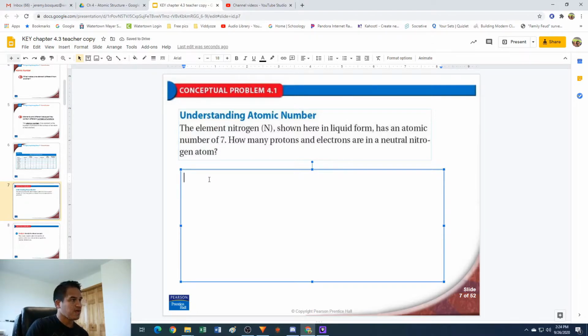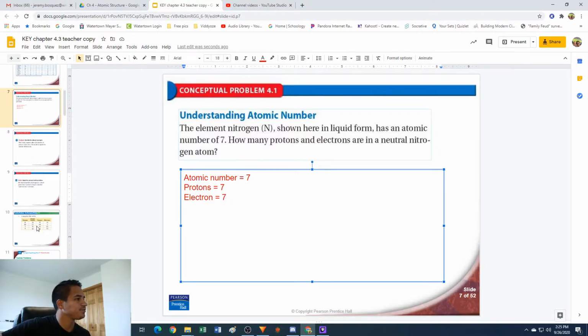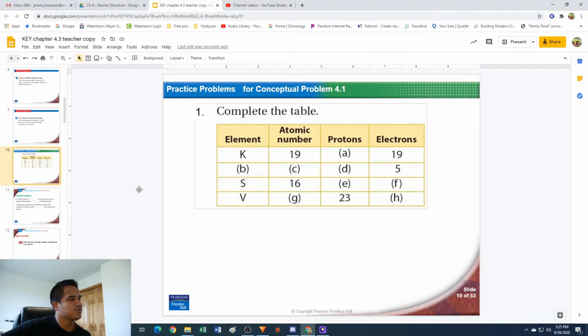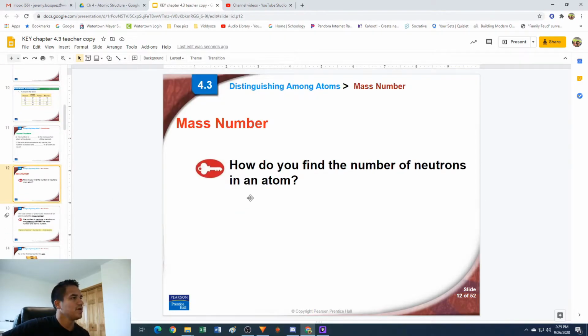First off, the atomic number of nitrogen is 7, which they're telling us in the problem. By definition, atomic number is the number of protons. So protons in this case is going to be 7. And if the atom is neutral, so it has no electric charge, that also means it will have 7 electrons, because positive protons and negative electrons will balance each other out. Again, there are some practice problems at the end of the quizzes that you can do on your own. So I'm going to keep going.